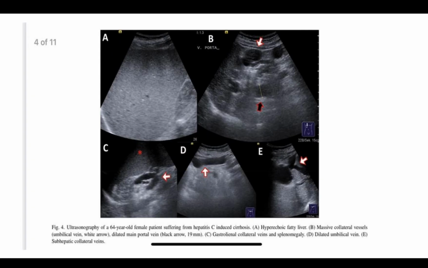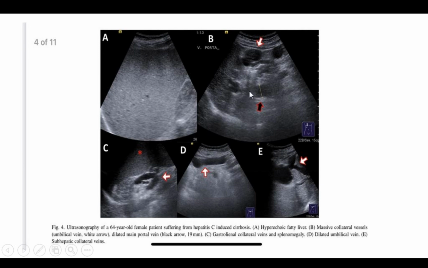This is another ultrasound for another patient suffering from hepatitis C virus with liver cirrhosis, showing fatty infiltration of the liver, fatty liver.